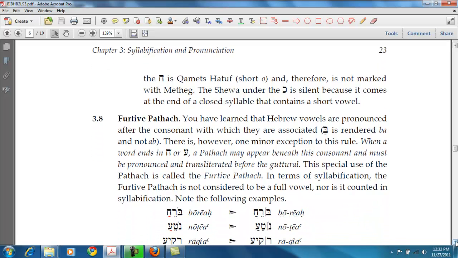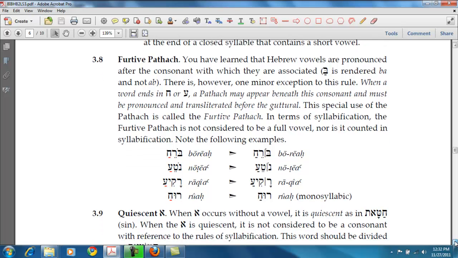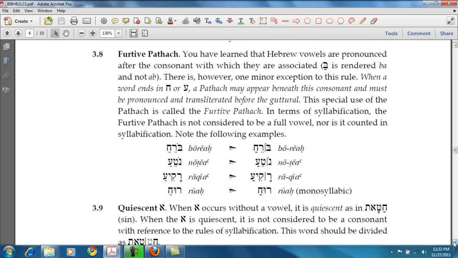So you'll be playing around and working around with that, but like I said, don't lose any sleep over it, because it's not as frequently used as the qamets. If you're in doubt, treat it as a qamets if you're not familiar with it. But you'll become familiar with the types of words that have the qamets chatuf versus the qamets. Okay, we're going to go ahead and finish out this session here. We'll start back the next section on this lesson 3.